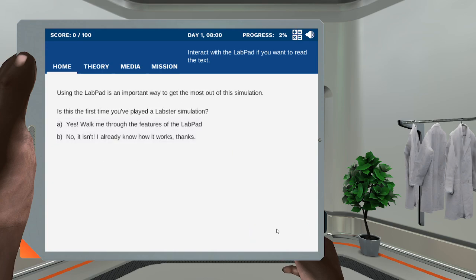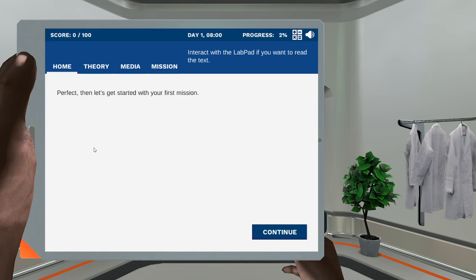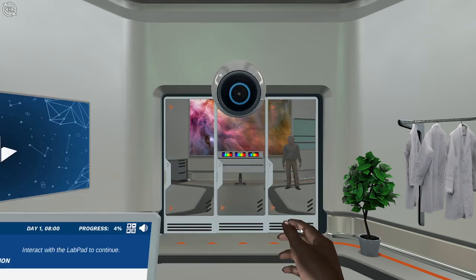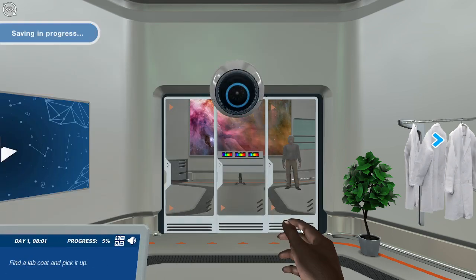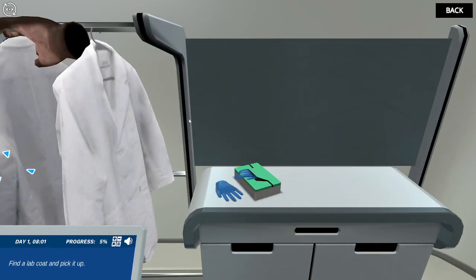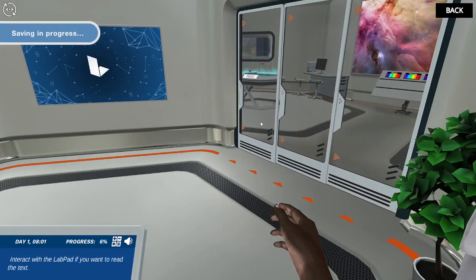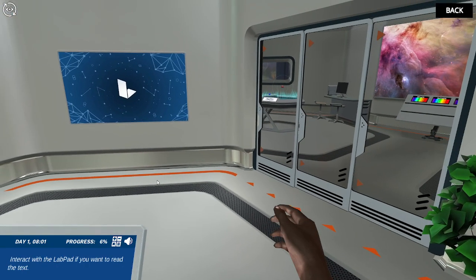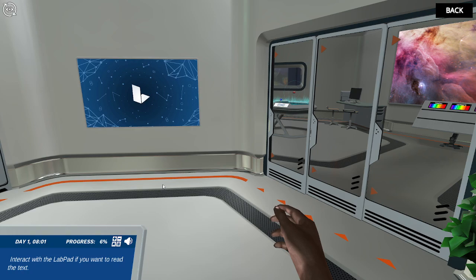Using the lab pad is an important way to get the most out of this simulation. Is this the first time you've played a Labster simulation? Perfect, then let's get started with your first mission. Find a lab coat and pick it up. Look at you, all suited up and ready to go. Great. Okay then, let's set off on our journey.